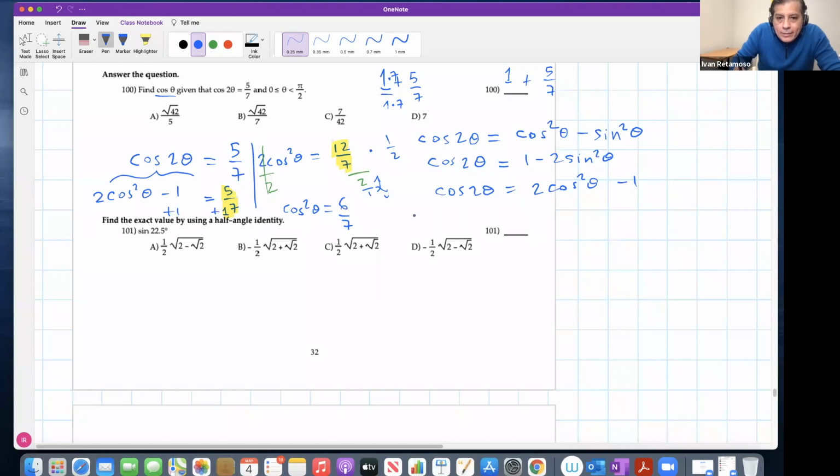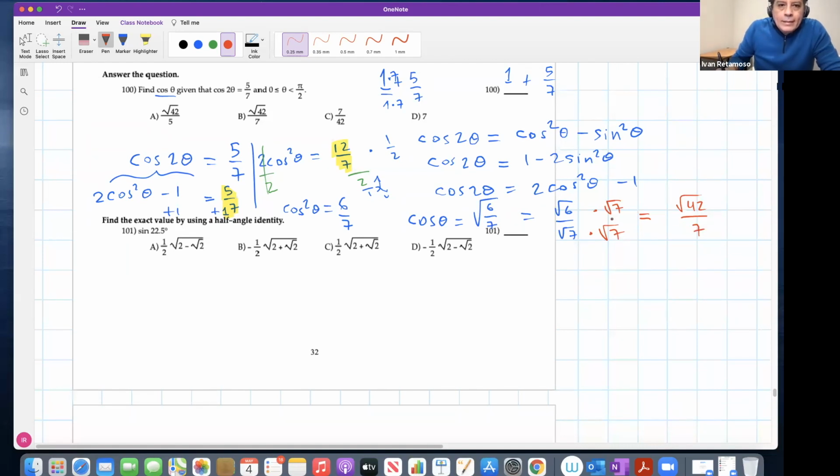But now you got to take the square root. Cosine of theta, the square root of 6 over 7. The square root of 6 over the square root of 7. But now you got to rationalize this, right? Remember, mathematicians like this rationalize. So multiply by the square root of 7 both. This is the square root of 42 on the top. This is a square root of 7 times the square root of 7, a square root of 49, but the square root of 49 is just 7.